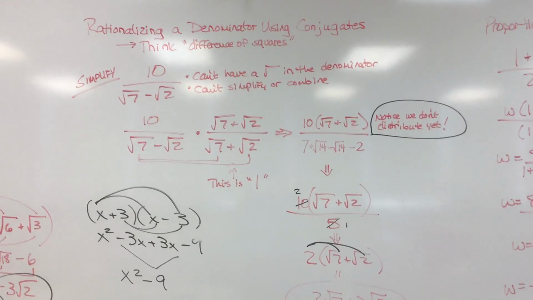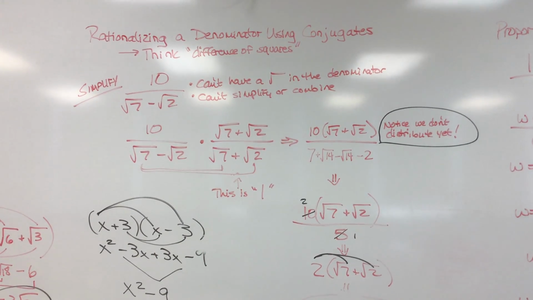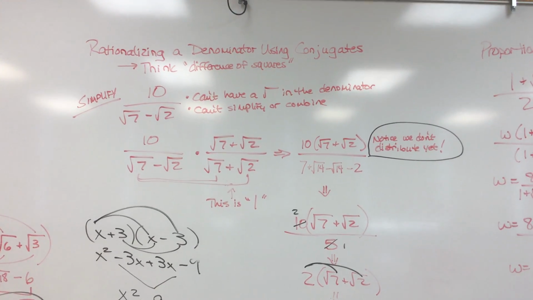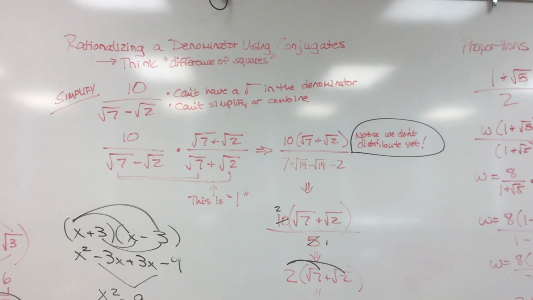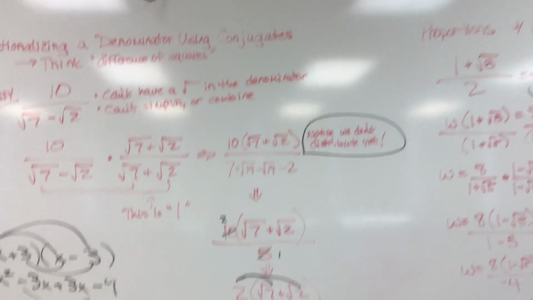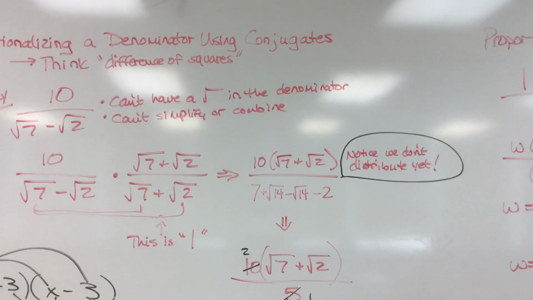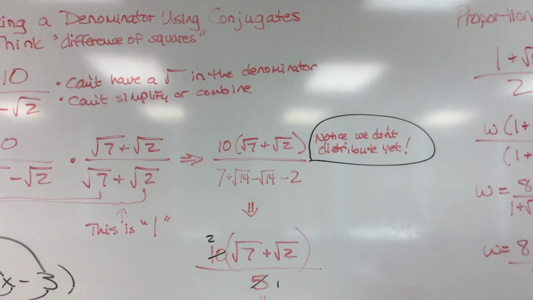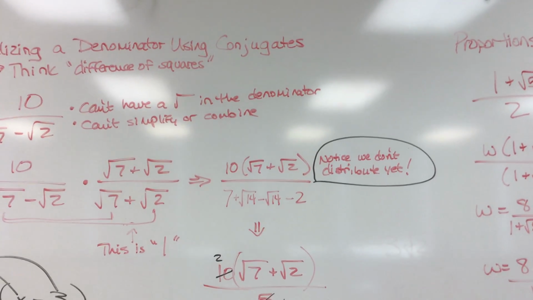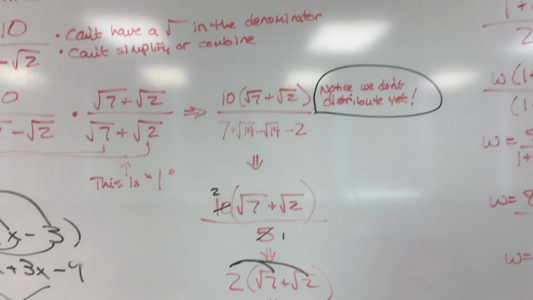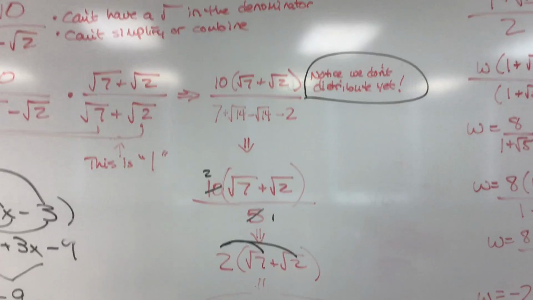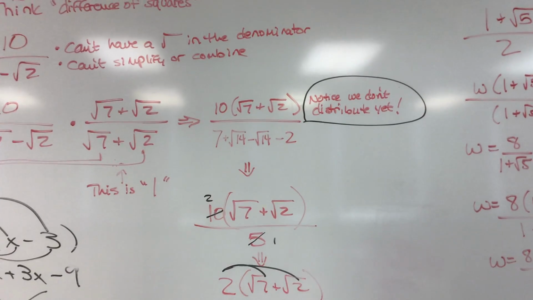What we see on top is we are going to have to multiply this radical 7 plus radical 2 times the 10 that was in our original expression. And my suggestion to you is that we do not distribute right away. So I'm just going to rewrite this as 10 times radical 7 plus radical 2. And I'm going to leave it that way. And here's why. Once I rationalize my denominator, look what ends up happening. I end up with 10 times radical 7 plus radical 2 all over 5.